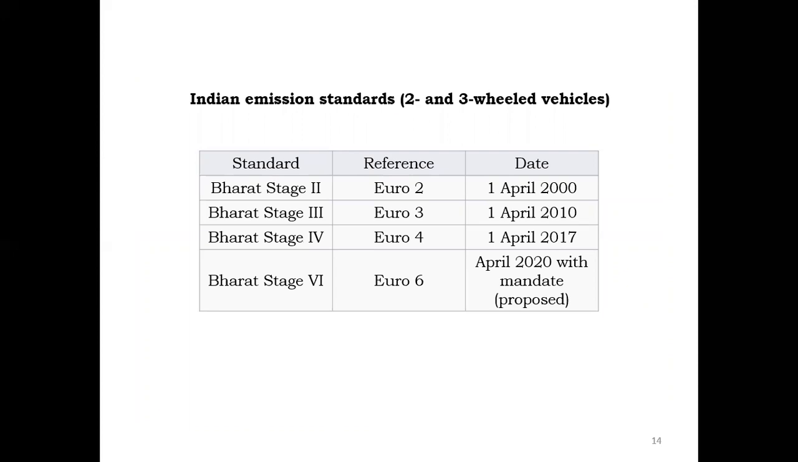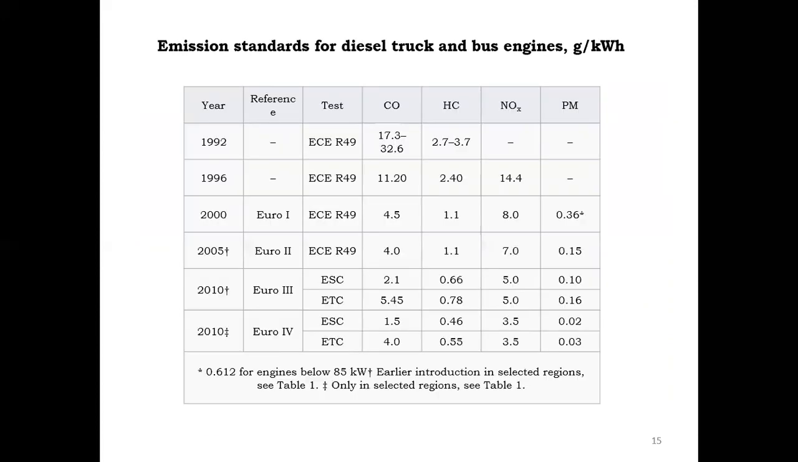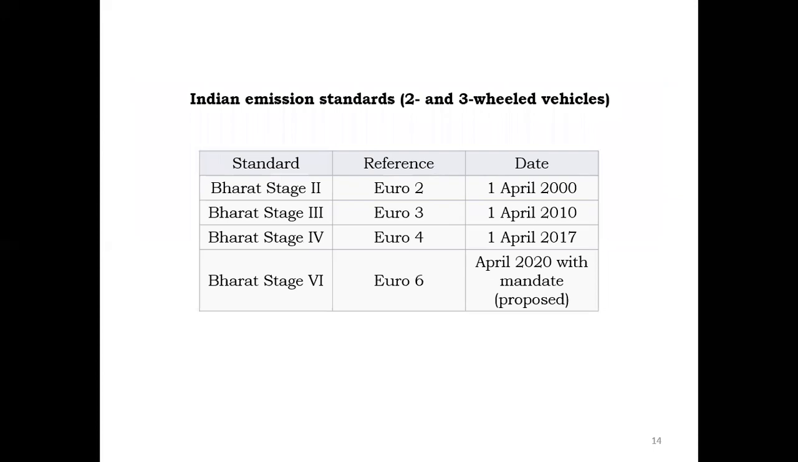So this is the reference for when the Bharat stages were implemented in our country. Bharat stage 2 was implemented in April 2000. Then Bharat stage 3 in 2010. Bharat stage 4 in 2017. Bharat stage 6 in April 2020.